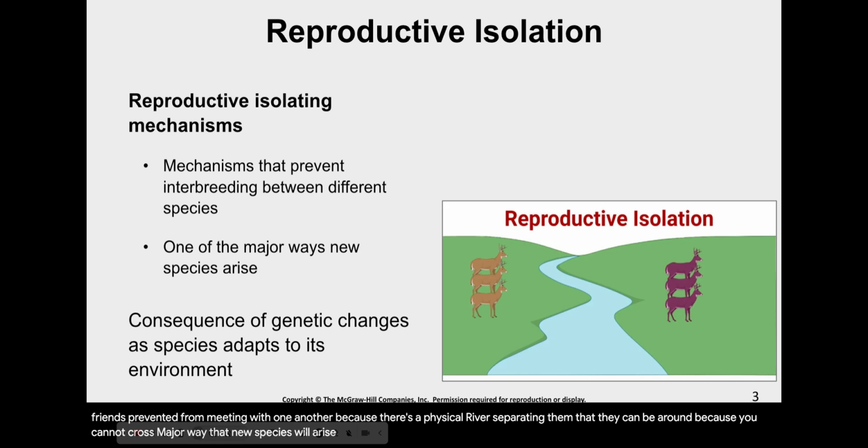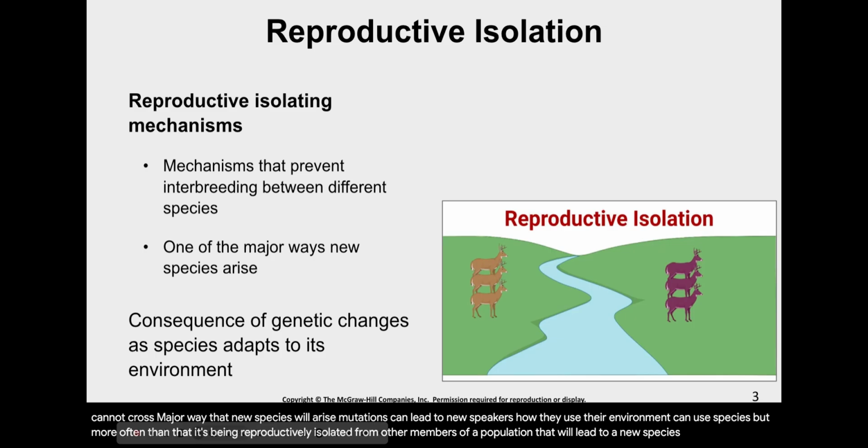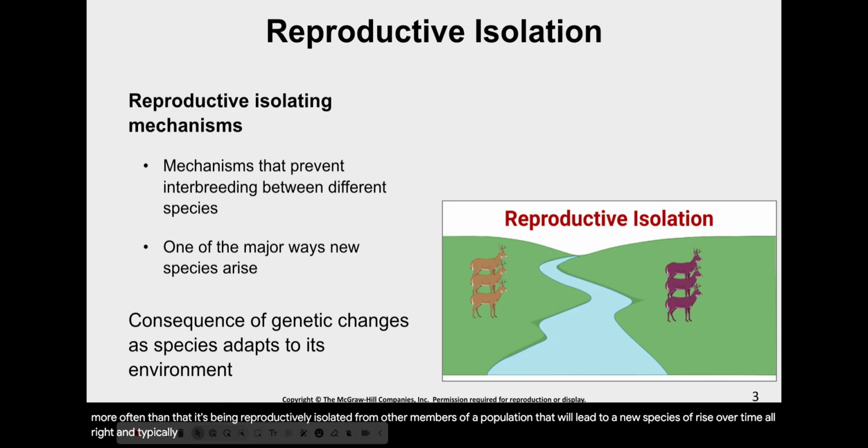Mutations can lead to new species. How they use their environment can lead to new species. But more often than not, it's being reproductively isolated from other members of a population that will lead to a new species arising over time. And typically, if we're talking about a new species arising, it's going to have some sort of genetic component to that speciation. Typically, there's going to be some genes that are changed.